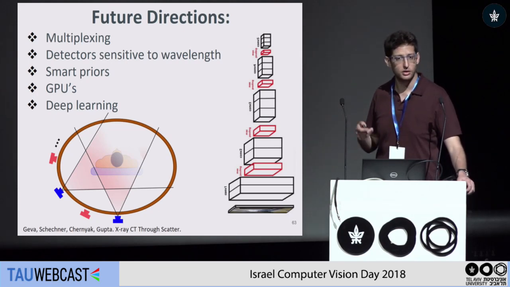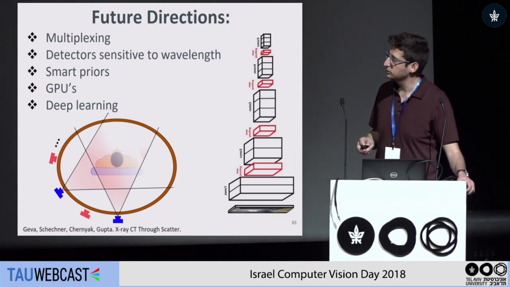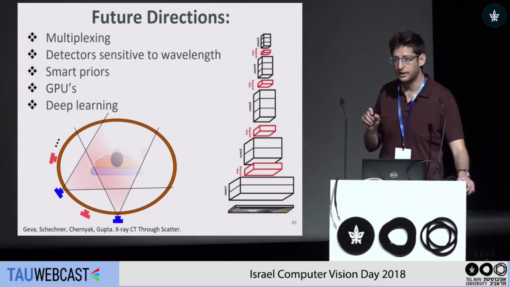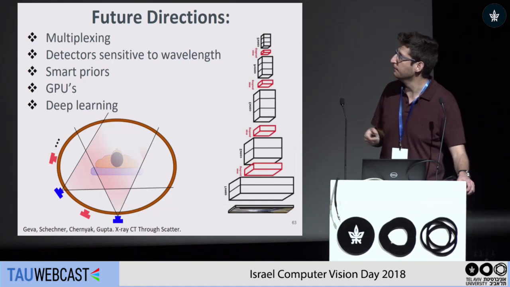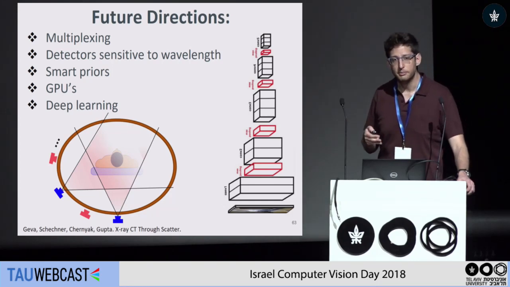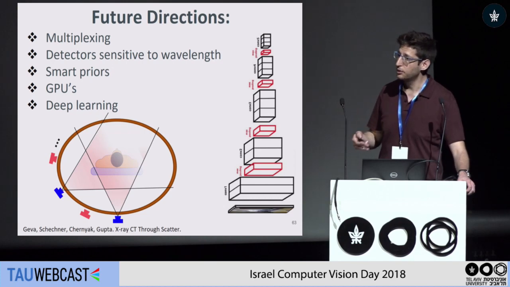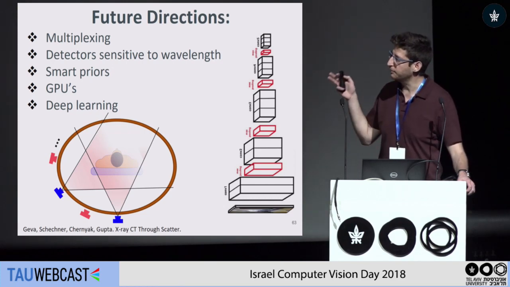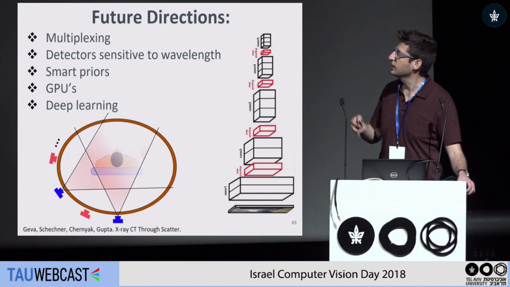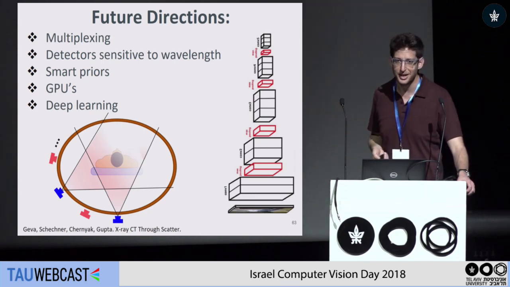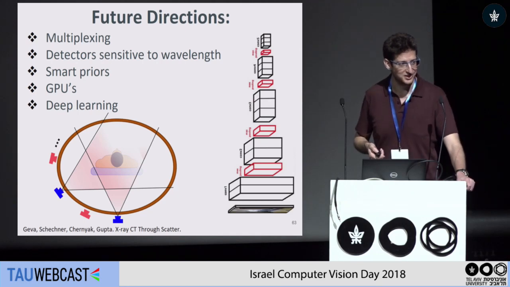Also, we were using only simple energy integrating detectors, but today there are more advanced detectors that can also sense the energy of each photon that hit them. And generally, we believe that many of the tools that are used in traditional computer vision inverse problems can be adapted here to this model. For example, using smart priors, GPUs, of course, deep learning, you name it, and Yoav is looking for students.